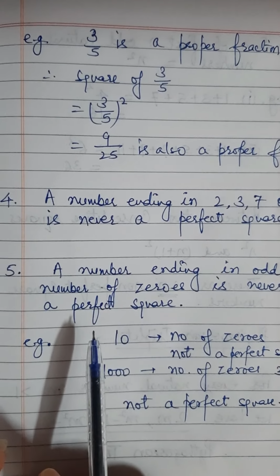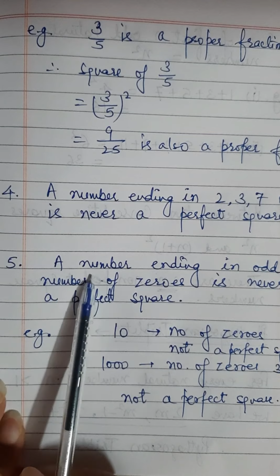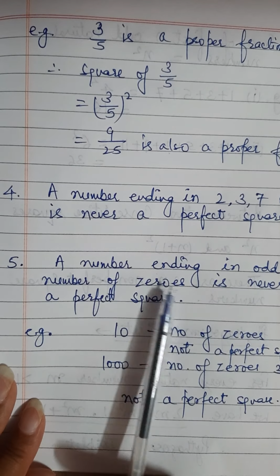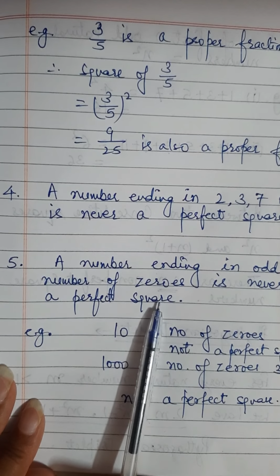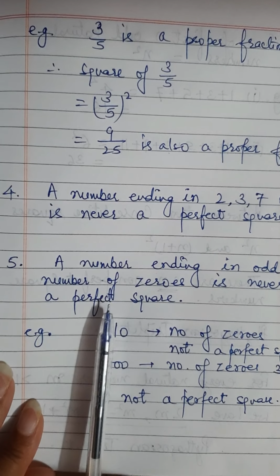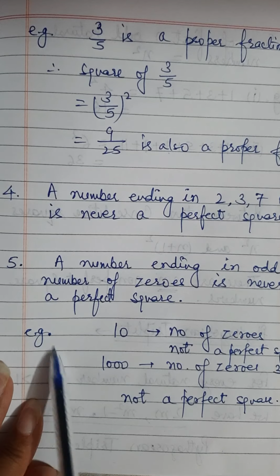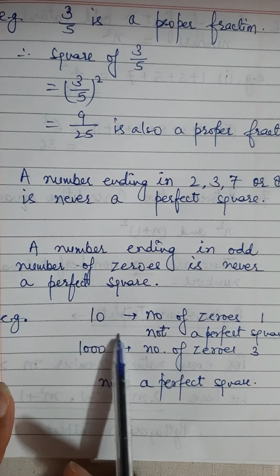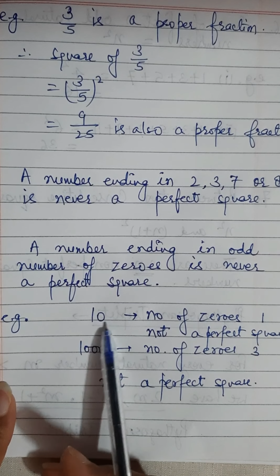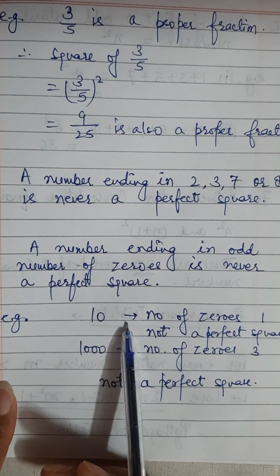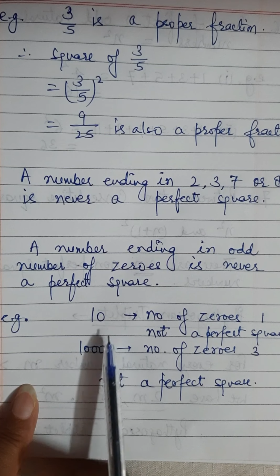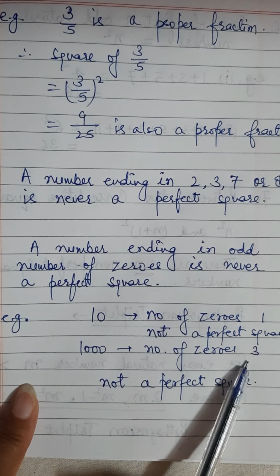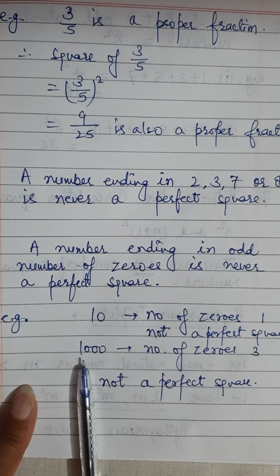Now the fifth property: a number ending in an odd number of zeros is never a perfect square. You can understand this property with the help of an example. I am writing here 20. Here the number of zeros is 1. So you know that 20 is not a perfect square, right? Now 1000. Here the number of zeros is 3. So we know that it is not a perfect square.